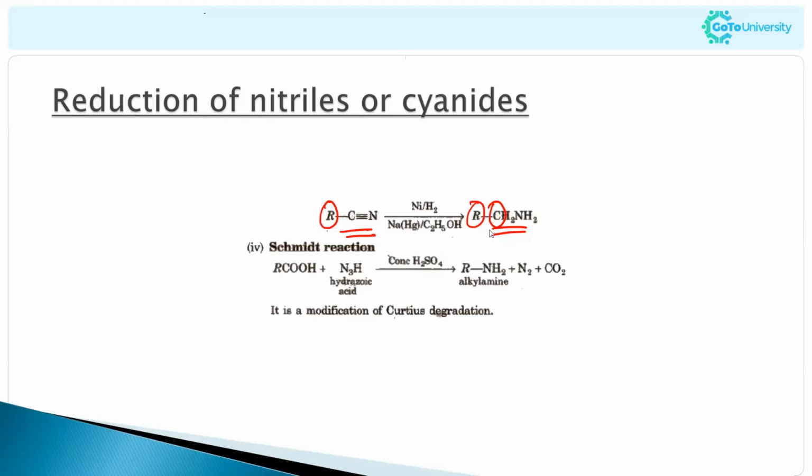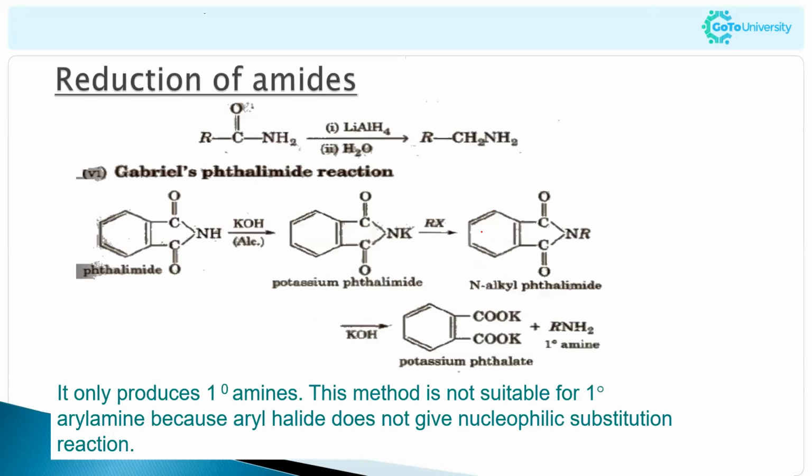Now let us see the reduction of amides. Amides on reduction with lithium aluminum hydride can be converted into primary amine. This is another thing. So all these reactions you have to memorize: the reactions, reaction medium, reaction conditions, everything you have to memorize.